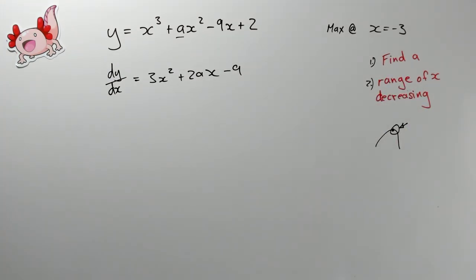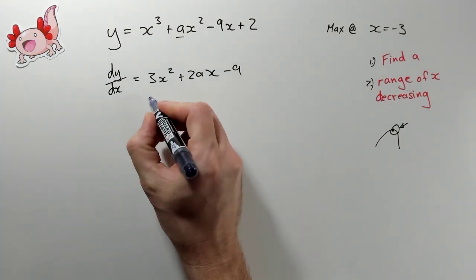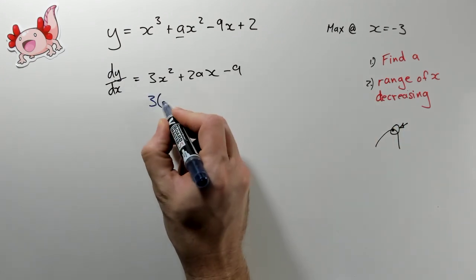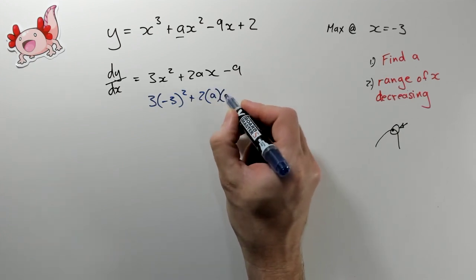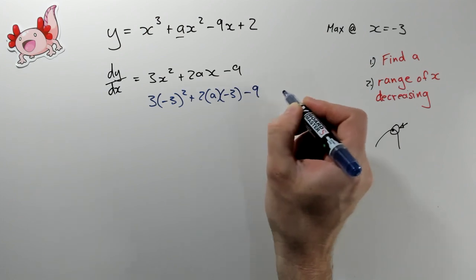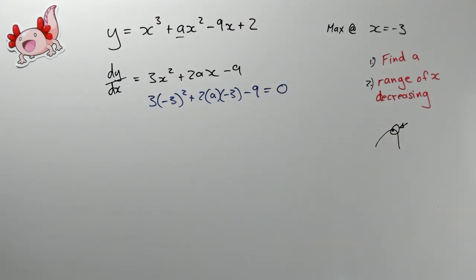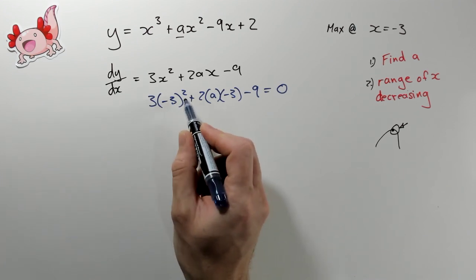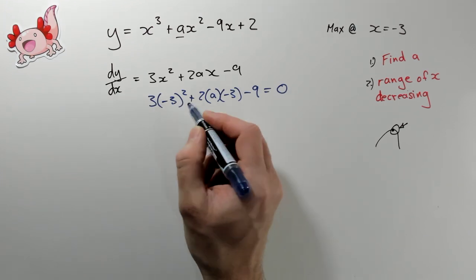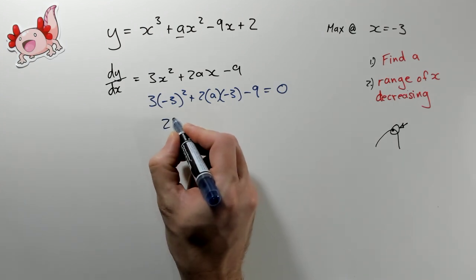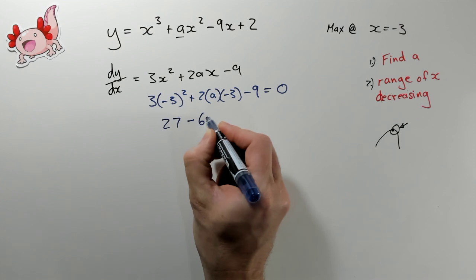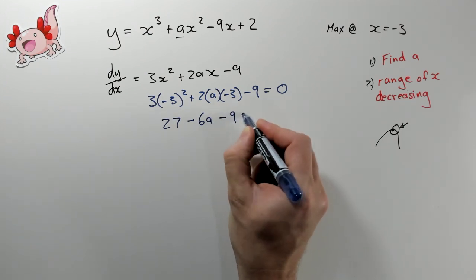So let's do this in a nice color. 3 and the -3 I'm putting in there, plus 2a, I'm trying to figure out what a is, and then -3 minus 9, and this is all equal to 0 because it's a stationary point. Then from here, -3 times -3 is 9, times 3 is 27. And this is going to be -6a minus 9 is equal to 0.